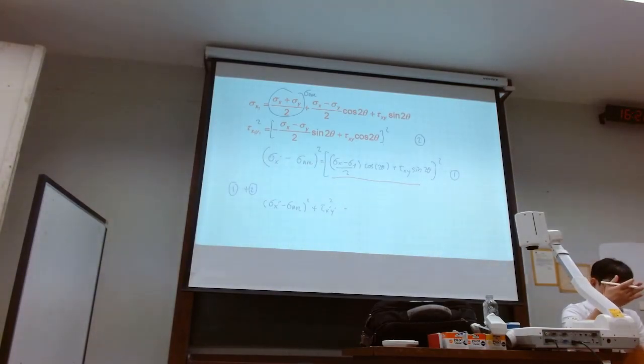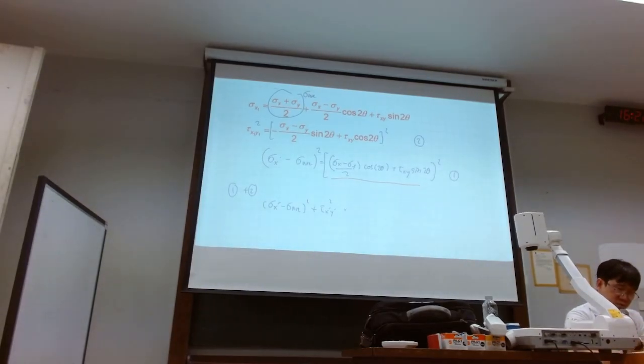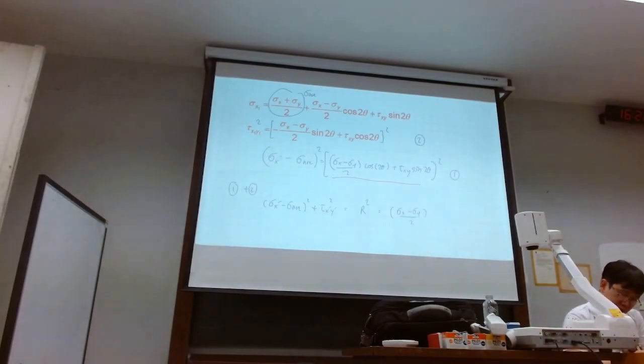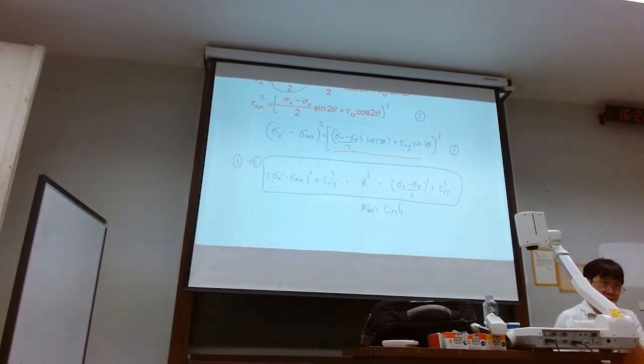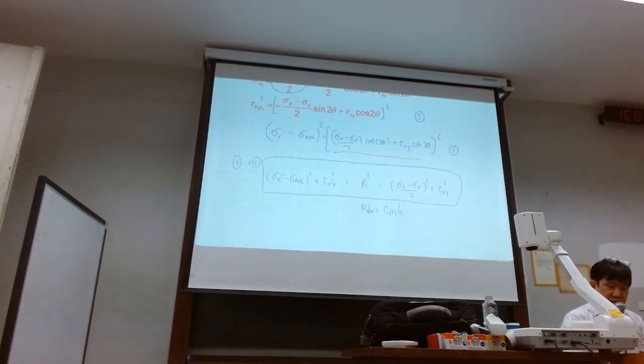Now, I don't want to spend time writing it out, but in the end, the right-hand side will be equal to r squared, which is sigma x minus sigma y over 2 squared plus tau xy squared. This equation, derived from the stress transformation, is what we call a Mohr circle. It is exactly the same equation that we had before, but we manipulate it, square it, and add them together, and many of the terms cancel one another, and you end up with this equation.